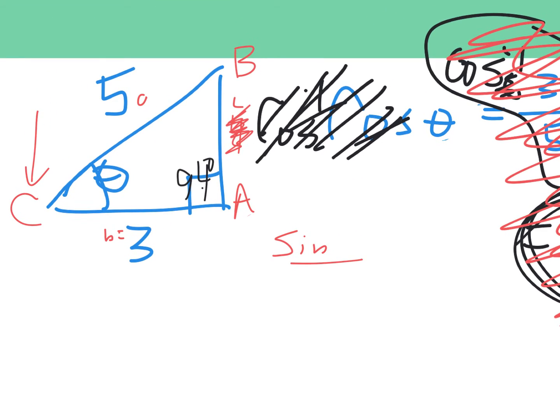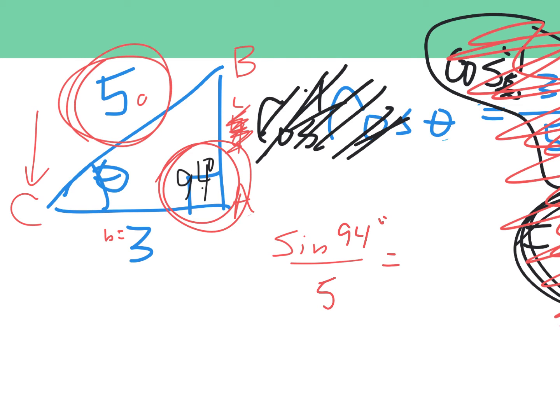All right. I'm going to go with Anna McKinney. What do you think? Sine of 94 over 5. Yes. Why did we pick that one, Anna? Because it has the angle and the side opposite. Yes. If you always start with that when you're doing the law of sines.